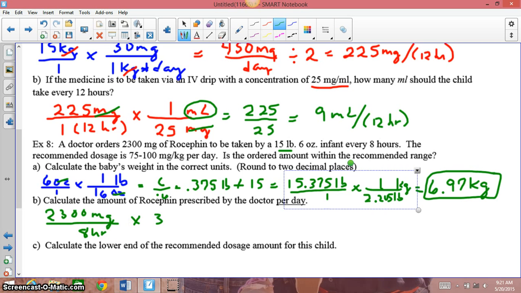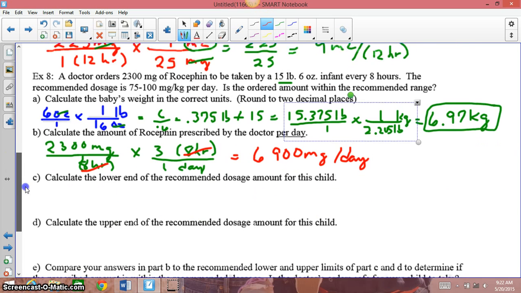So here's the way I could do it. I could say, well, there are 3 8-hour time periods in 1 day. That way then those 8 hours are canceling out on you, and you do your 2,300 times 3, and the doctor has prescribed 6,900 milligrams per day.